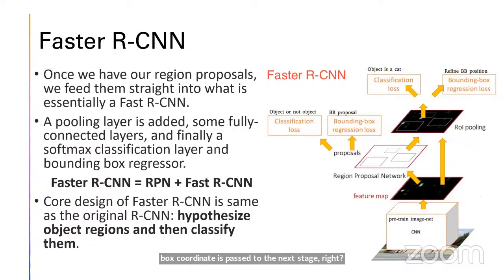Does the presence of an object refer to the presence of a class? Yeah, Ashok. Basically, for understanding this initially, let's assume that I have only one class, and that is my object itself. But if there are multiple classes, there will be multiple outputs from my classifier layers, right? Probability of presence of each class.